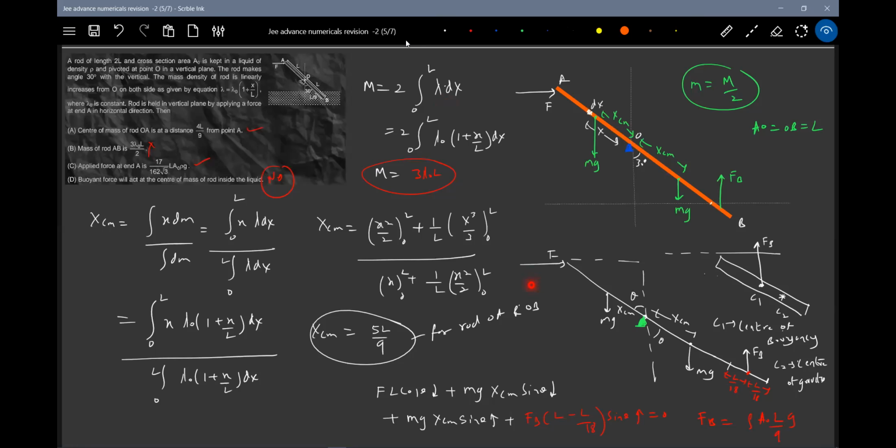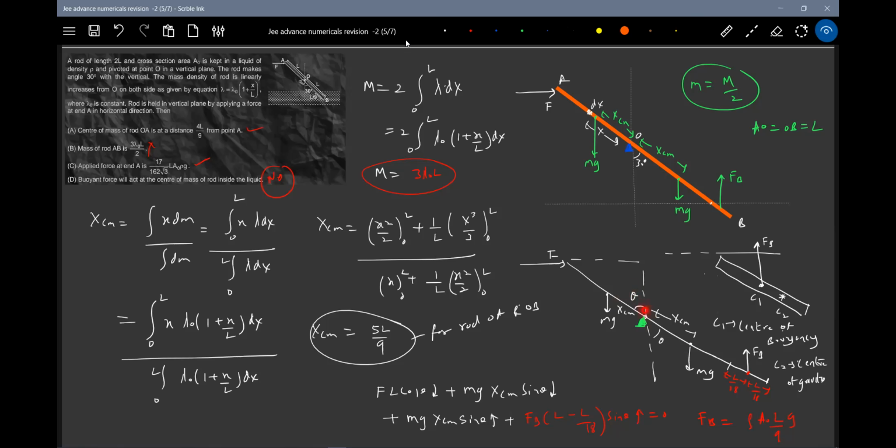Then after this, for equilibrium, these are the forces. The weight of the rods OA and OB will act at a certain point, not at the midpoint, but somewhere away. We know that XCM value. Then applying the torque equation, F into L cos theta, this will be FL cos theta, clockwise. The weight mg at distance XCM sin theta, mg into XCM sin theta, will be a torque. This also will be clockwise. Mg into XCM sin theta, this will be counterclockwise.